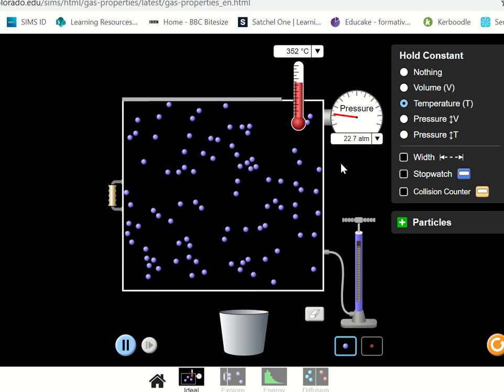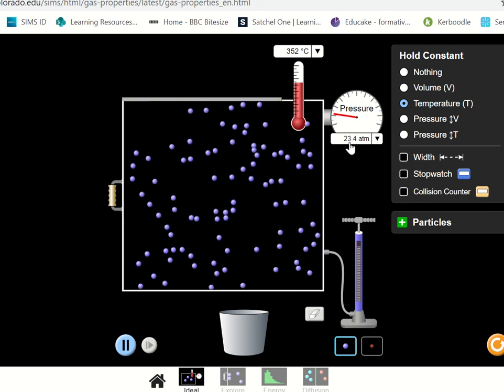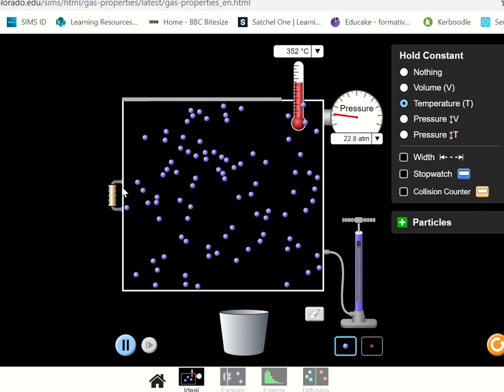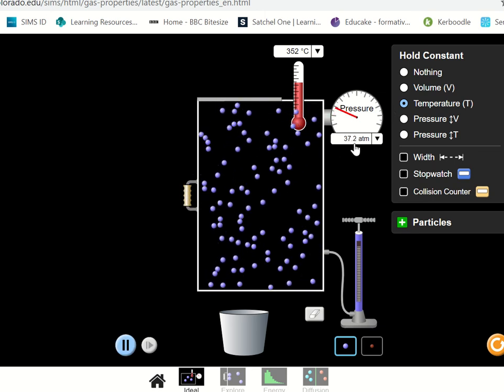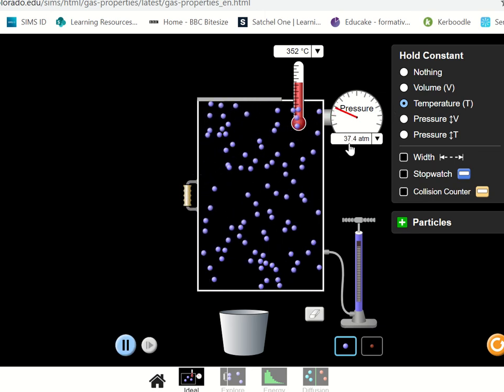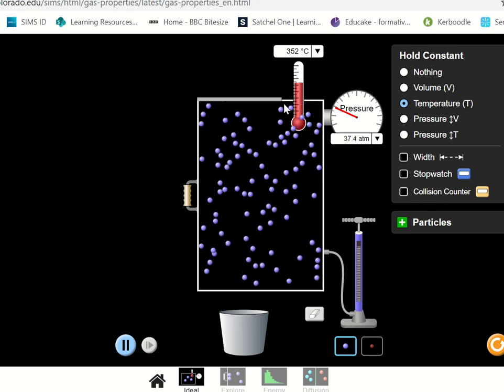We're at around about 23 atmospheres there. So let's make this smaller again. 23 to start off with, we're now at 37. The pressure has increased. So decreasing the volume has increased the pressure.